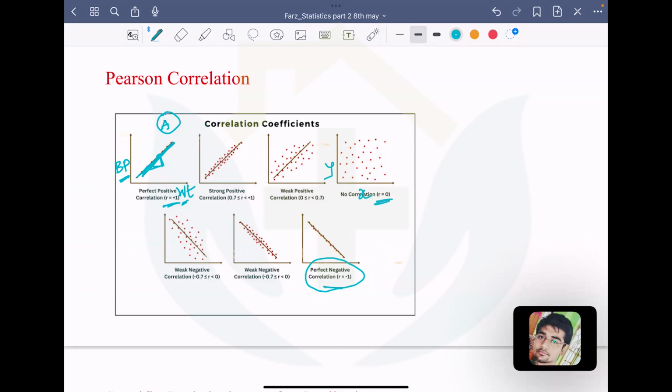Just remember that when R is +1, that's a perfect correlation. When R is -1, there is a negative correlation, meaning that whenever the X variable increases, the Y variable tends to decrease, and vice versa. Okay, so this is Pearson's correlation. Just remember R this.